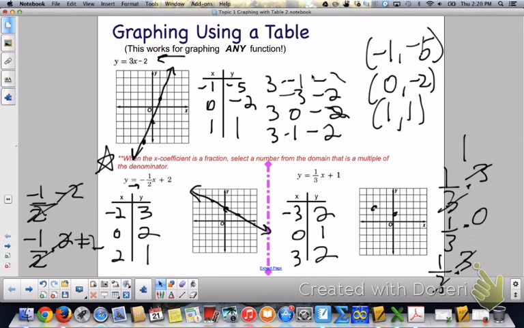What happened there? Oh, I missed the -3. That's a negative up top. Oh, I made a mistake. Okay, 1/3 times -3 is -1, plus 1, that should be 0. So I have -3, 0, 0, 1, and 3, 2.